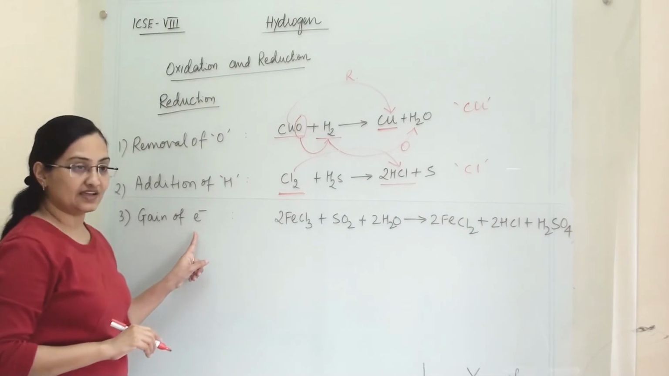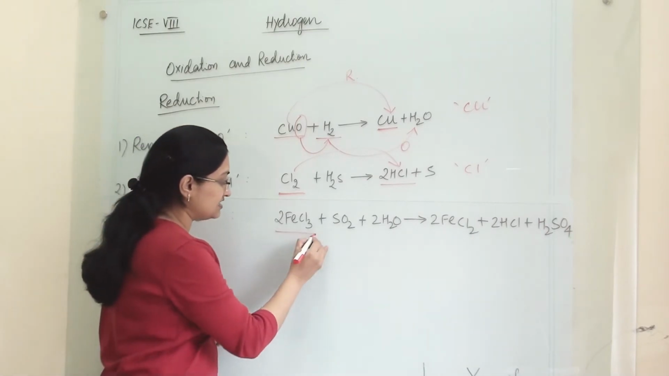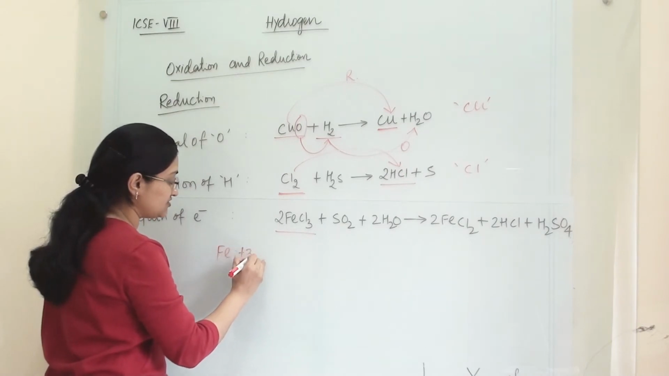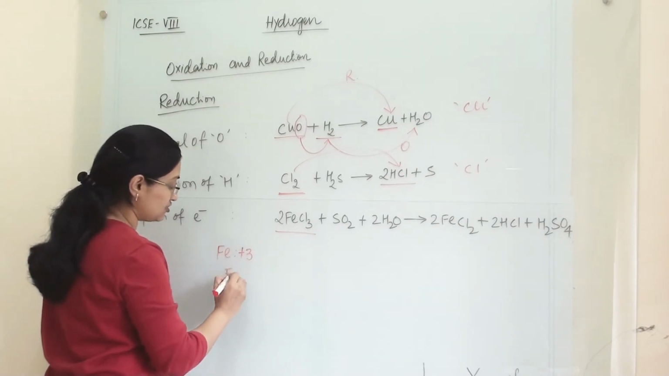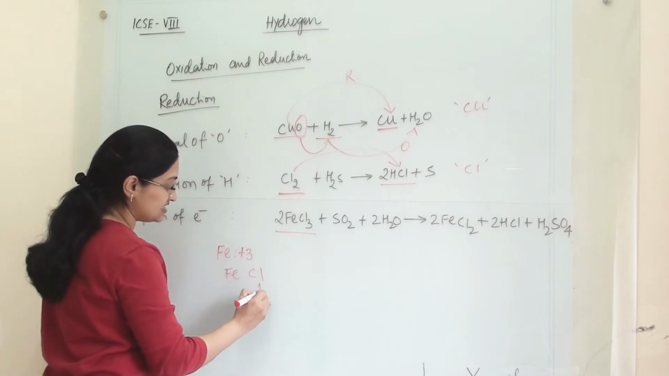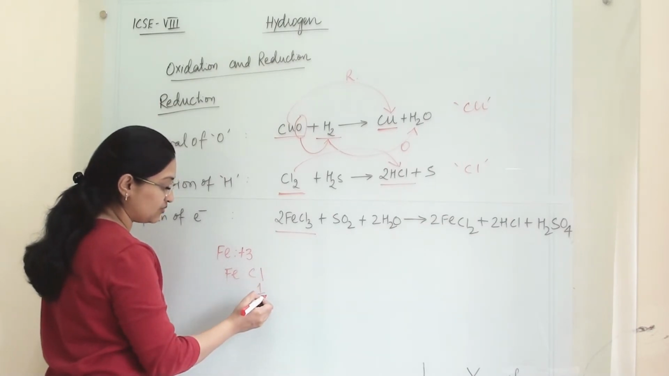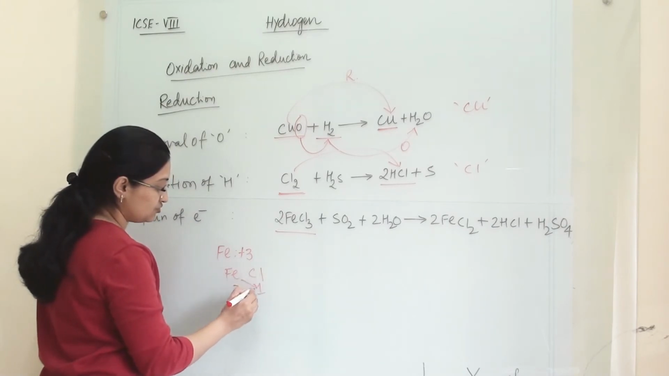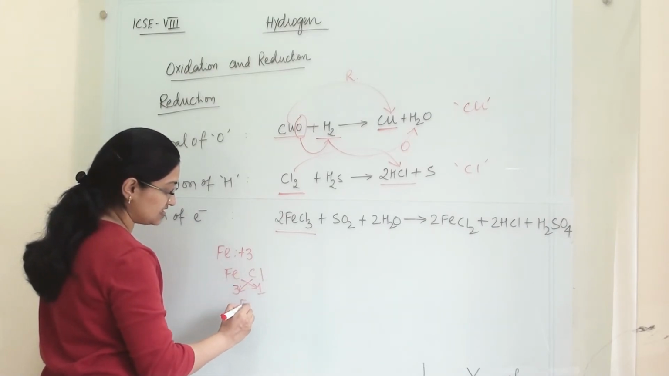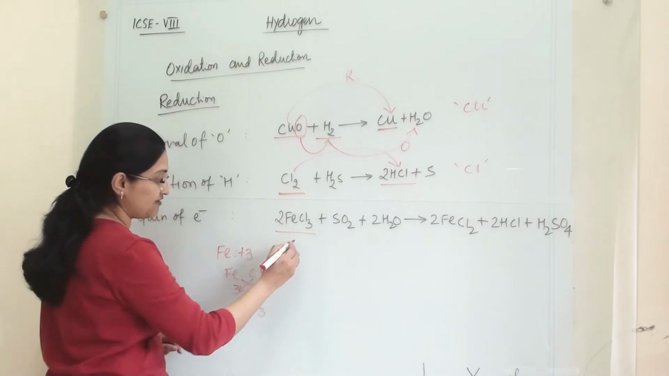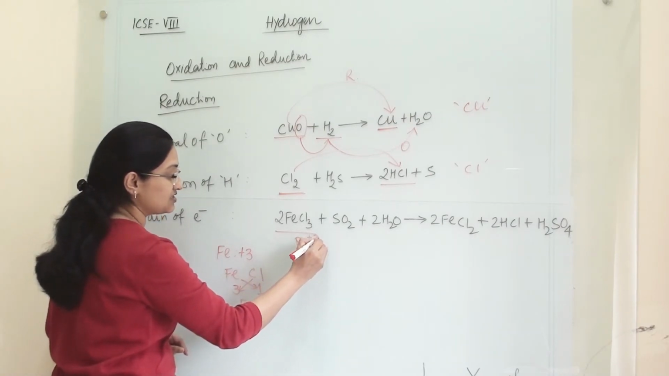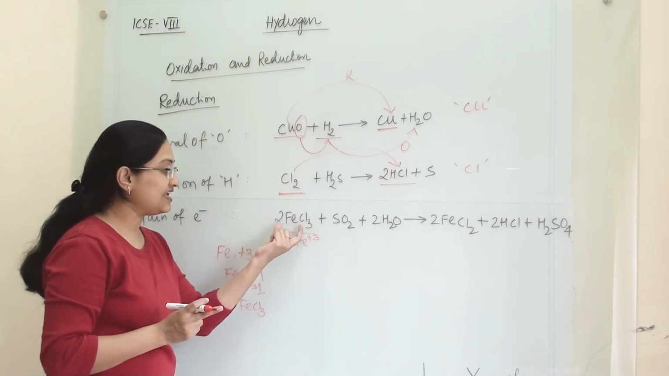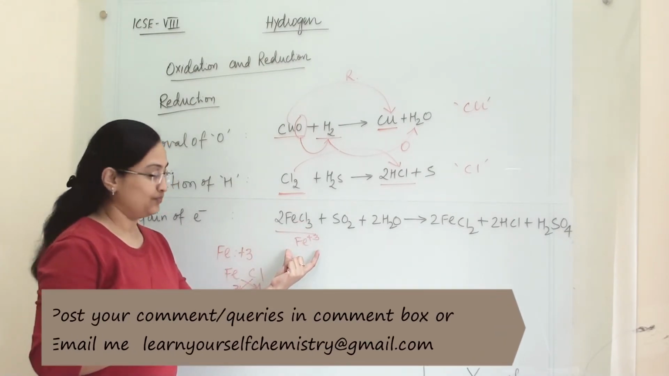Then gain of electron. Here FeCl3 is there. That means the valency of Fe is +3 in this. Via the crisscross method, Fe and Cl: Cl has one combining capacity, one valency, Cl minus, and Fe is +3. So via the crisscross method it is FeCl3. That means Fe's valency here is +3. That is how we can check the valency of any atom in the molecule.